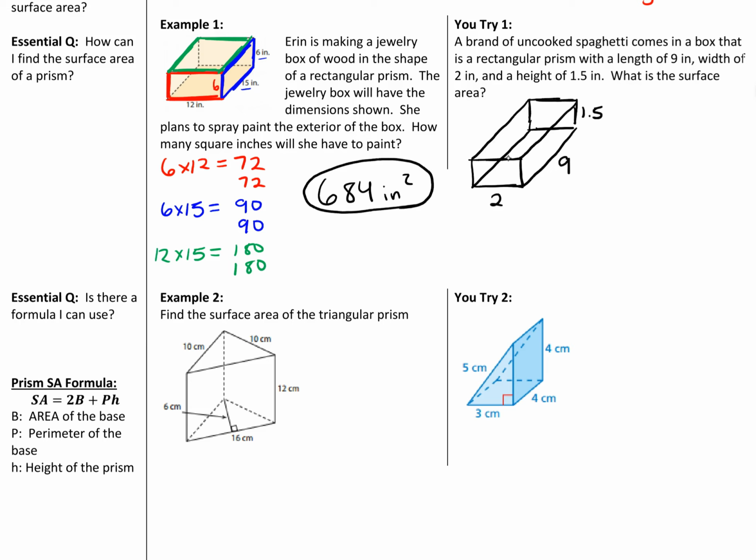Okay, so we'll start with the front face. Remember, the front and the back are going to be the same. So that's 2 by 1.5, which is 3. And we have two faces that are going to have that area. Remember, there are 3 pairs of faces that are the same when we're looking at surface area of a rectangular prism. We have the left and the right faces, which share a dimension of 9 and 1.5. So 9 times 1.5 is 13.5.